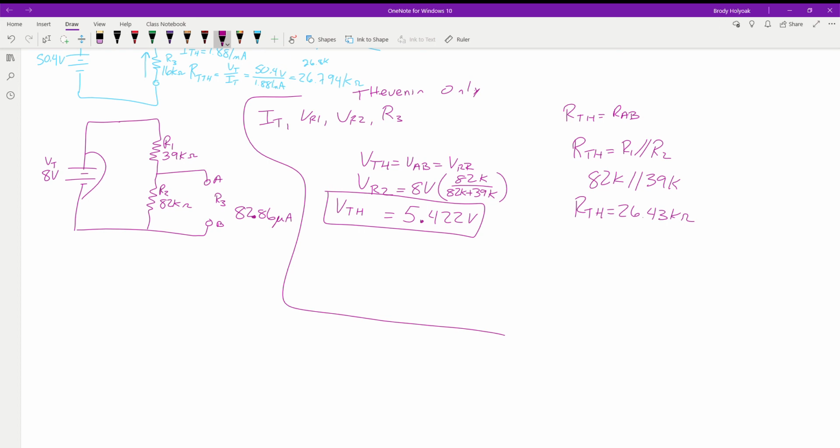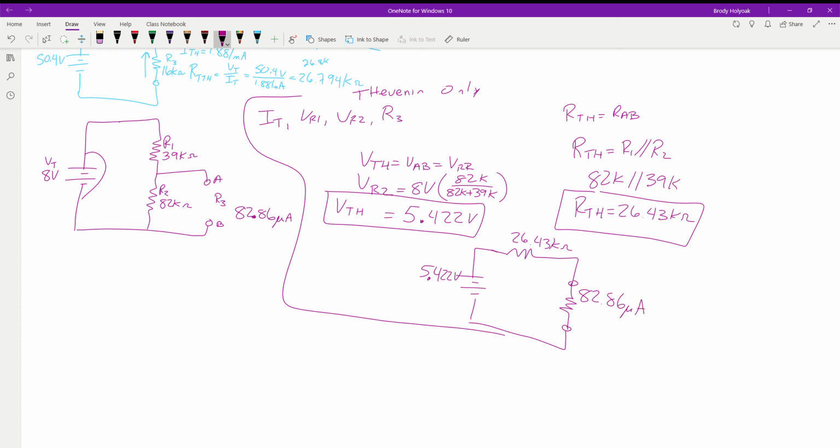Now we're going to take that and plug this into our Thevenized circuit. So we have 26.43 kilohms. We have 5.422 volts. And we can look back at our original equation because these two are identical. We have 82.86 microamps here, which means we also have that value across here.